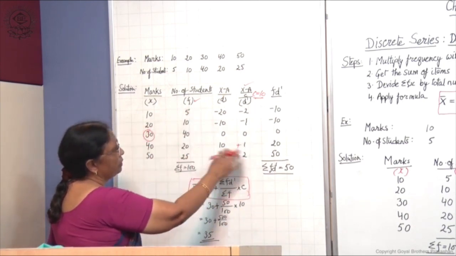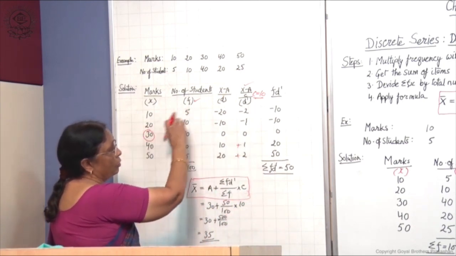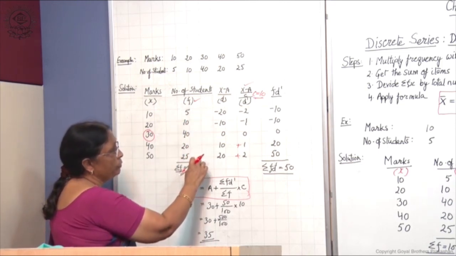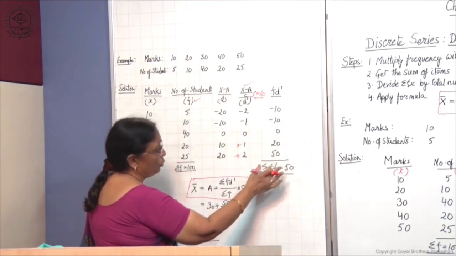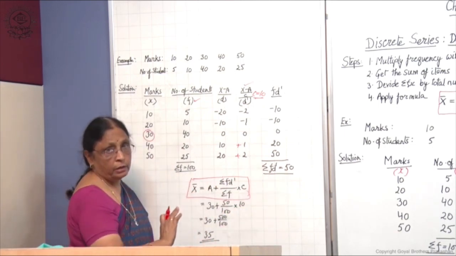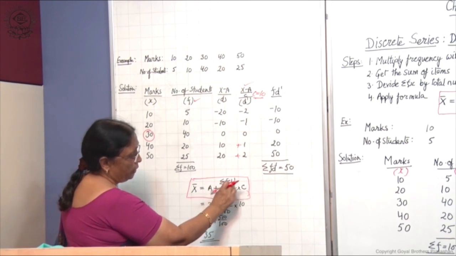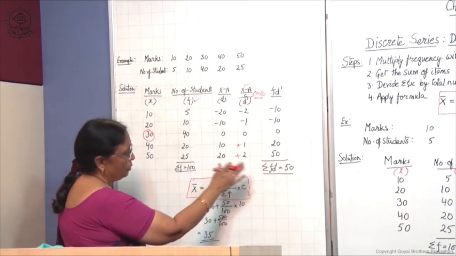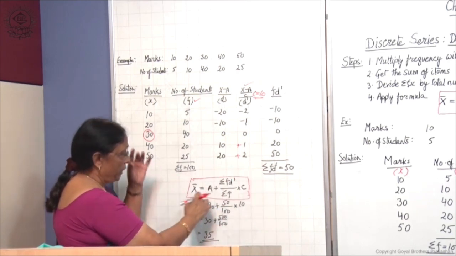After doing the calculations over here, you do the total of the frequency column and the total of the FD dash column. Only these two columns you need to total, because your formula says that. You need to total the FD dash column and the F column only. So after doing the total, write down the formula.